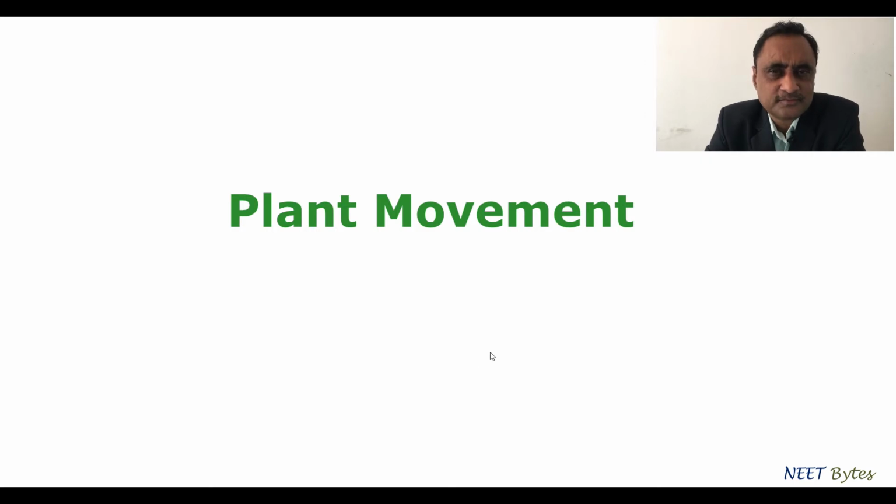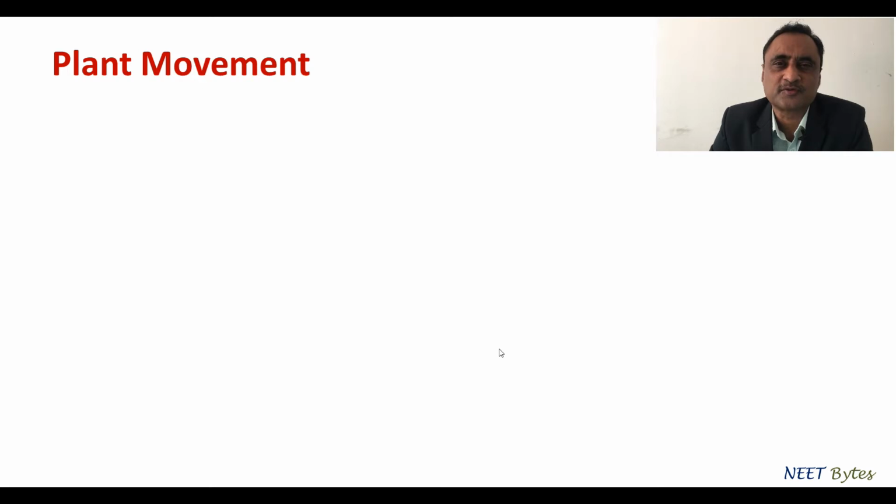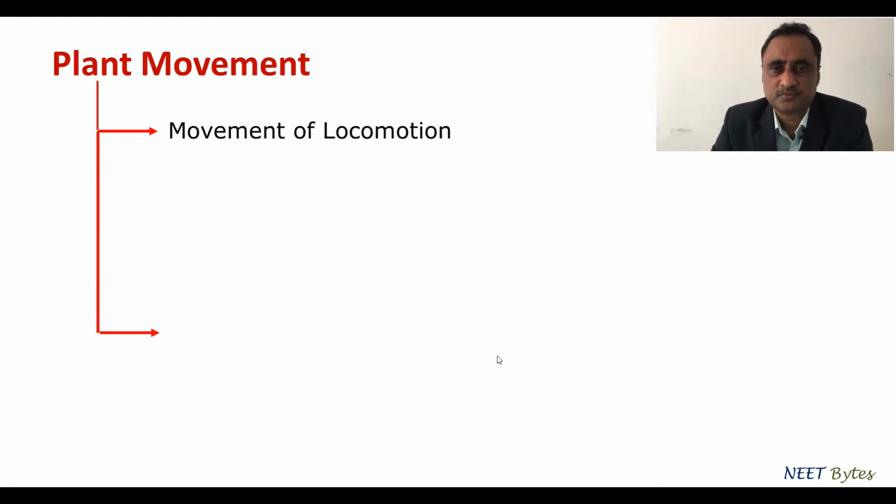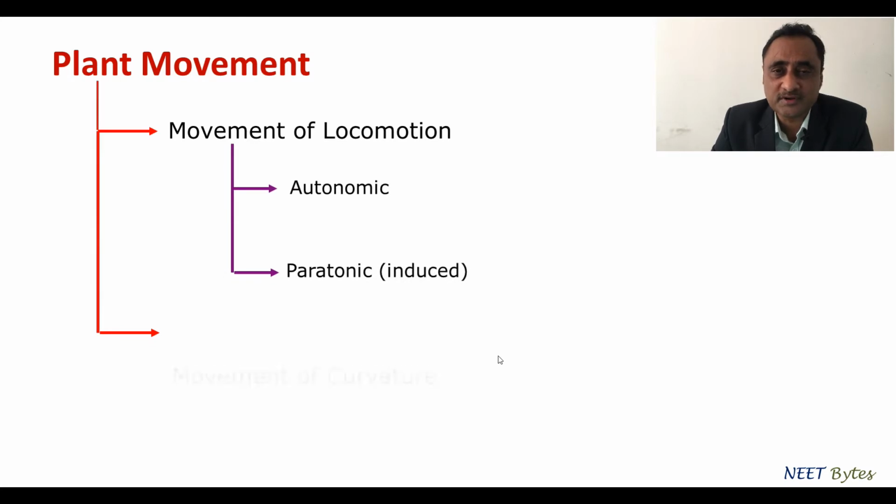Plant moves. Yes, plant moves. This is Dr. Pankaj Kumar, your mentor, and in this session we will be talking about the different types of movement we can observe in plants. Within plants we can see two types of movements: one we call movement of locomotion, and the second we call movement of curvature.